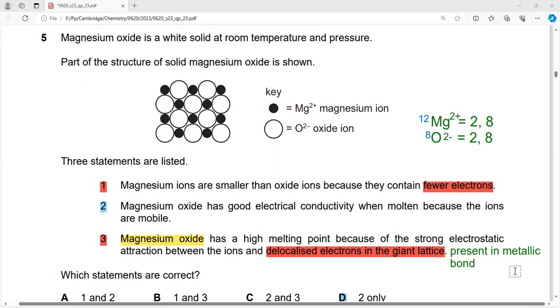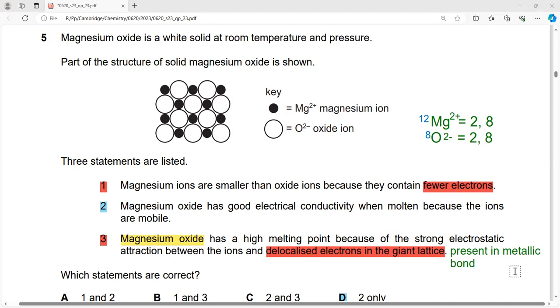Number 2: magnesium oxide has good electrical conductivity when in the molten state. Why? Because the ions can move. When an ionic substance melts, its ions can move in the molten state, which is a pure form, not a solution. Since they are moving in the molten state, they can conduct electricity. So that is a correct statement.